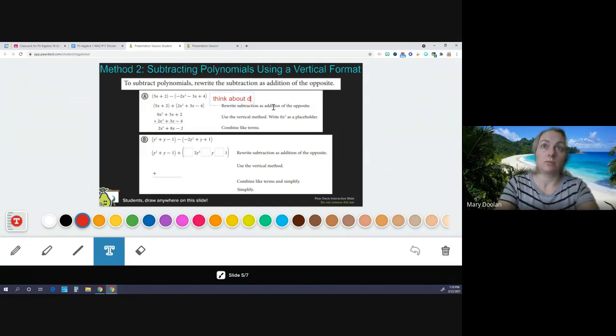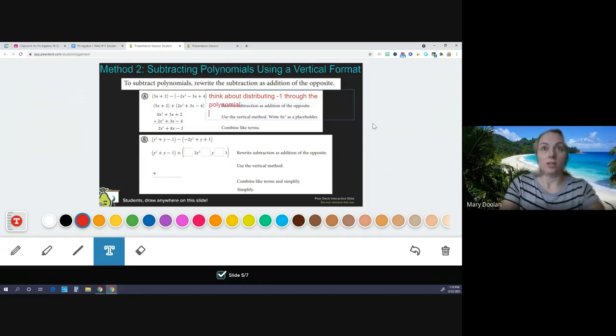Think about distributing negative 1 through the polynomial. So when you are actually rewriting it, you're distributing negative 1. Negative 1 times negative 2x squared is positive 2x squared. Negative 3x times negative 1 is positive 3x. Positive 4 times negative 1 is negative 4. You can also just think of it as changing the sign on each term.